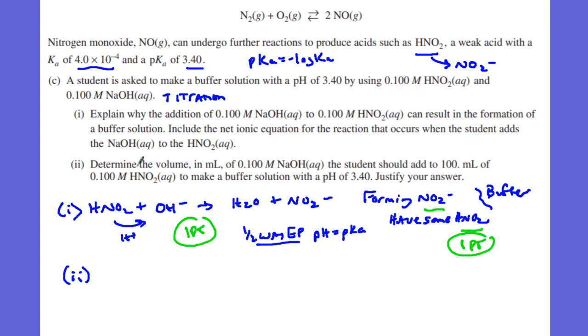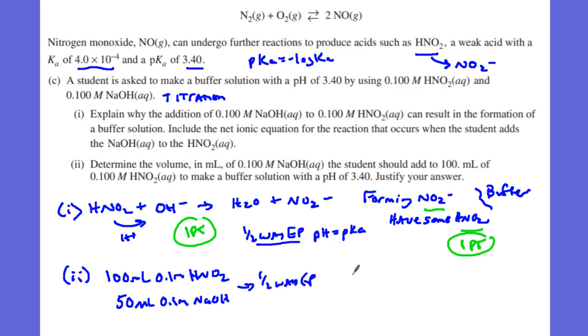And then E2, it says determine the volume that you would need. Well, you got to get halfway to the equivalence point. So if you have 100 milliliters of 0.1 molar HNO2, the equivalence point would be 100 milliliters of 0.1 molar NaOH, because it's M1V1 equals M2V2, which means we need exactly 50 milliliters of my 0.1 molar NaOH in order to get halfway to the equivalence point, or where there is a buffer.